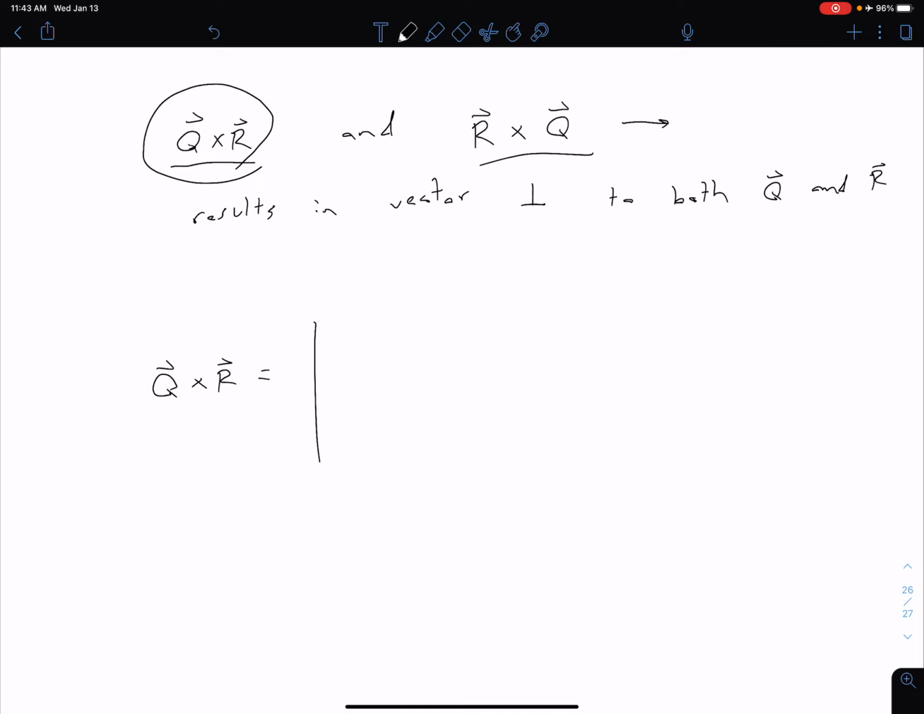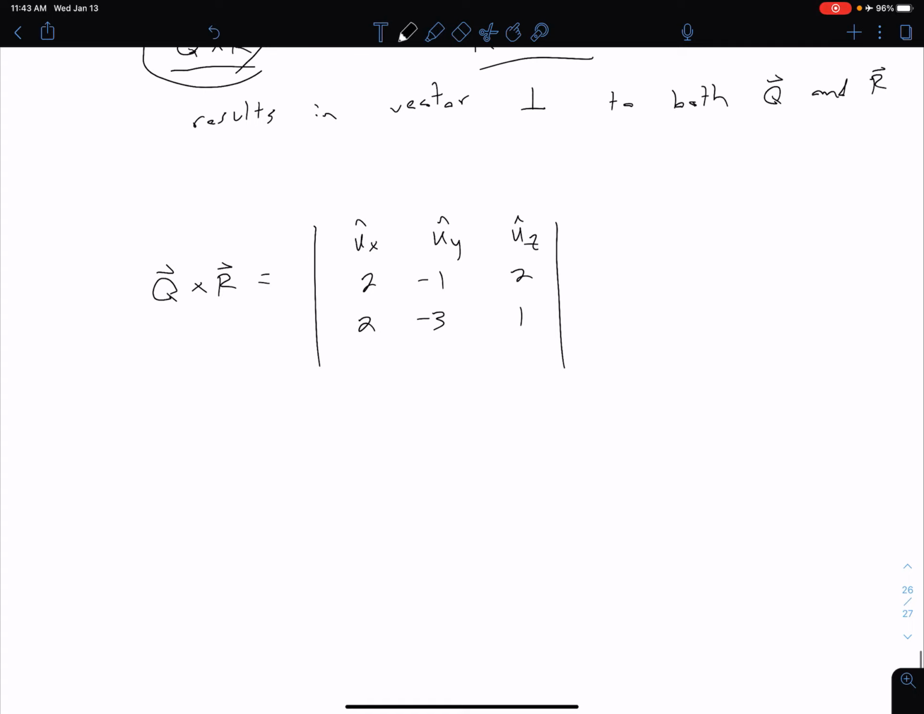So again, we're going to do our 3 by 3 determinant. We have our unit vectors ux, uy, and uz in our first row, q in our second row, so that has 2 for x component, negative 1 for y, 2 for z, and then r in our third row, 2 for x component, negative 3 for y component, and 1 for z component.